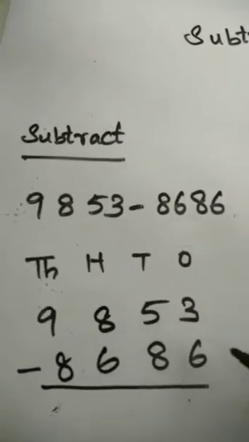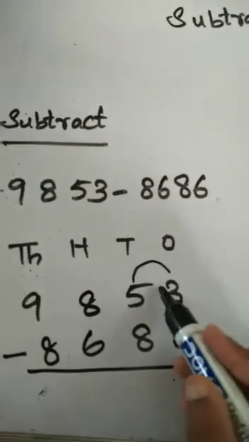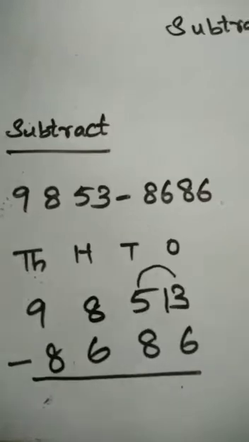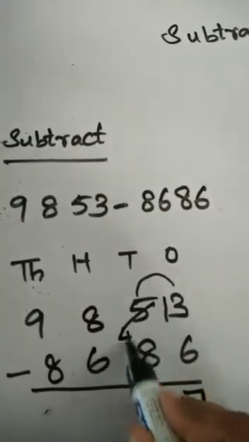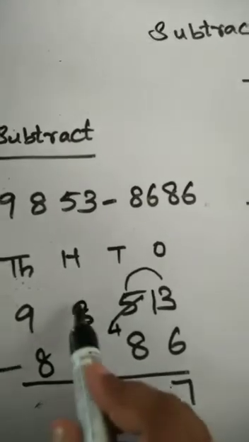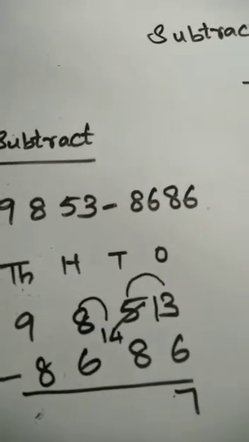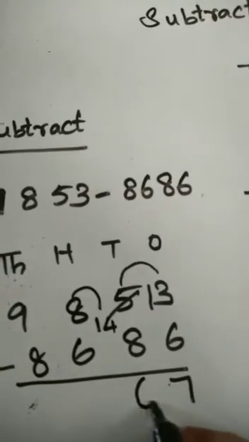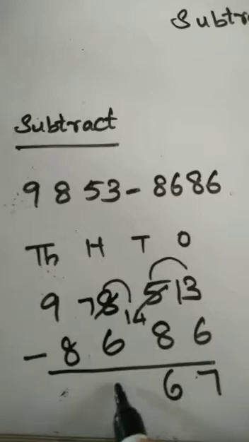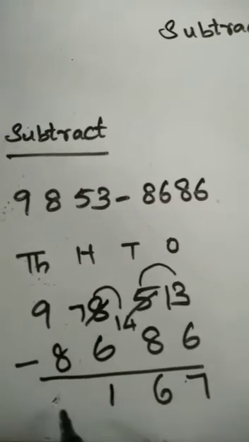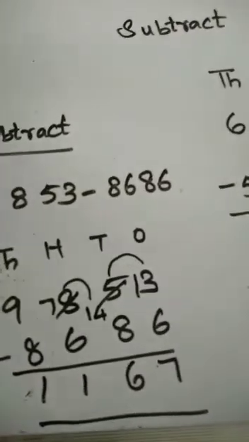3 minus 6 we cannot subtract. So we have to take a borrow from 5. So this becomes 13. 13 minus 6, 7. Now this 5 becomes 4. 4 minus 8 we cannot subtract. So again we have to take a borrow from 8. Now this becomes 14. 14 minus 8 is 6. Now this 8 becomes 7. 7 minus 6, 1. 9 minus 8, 1. So our answer is 1167.